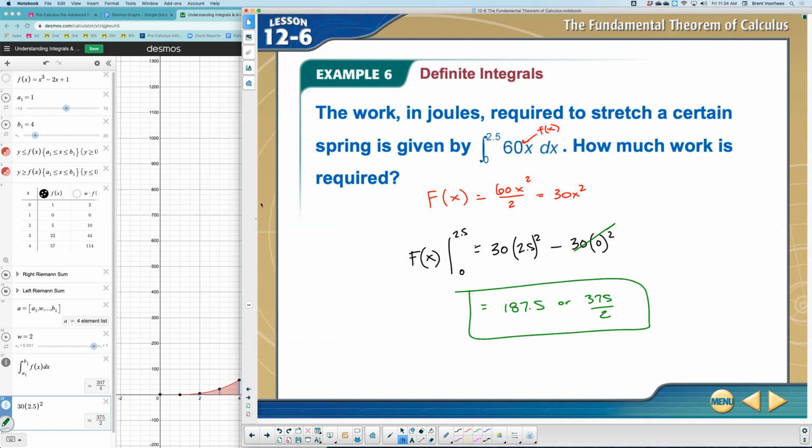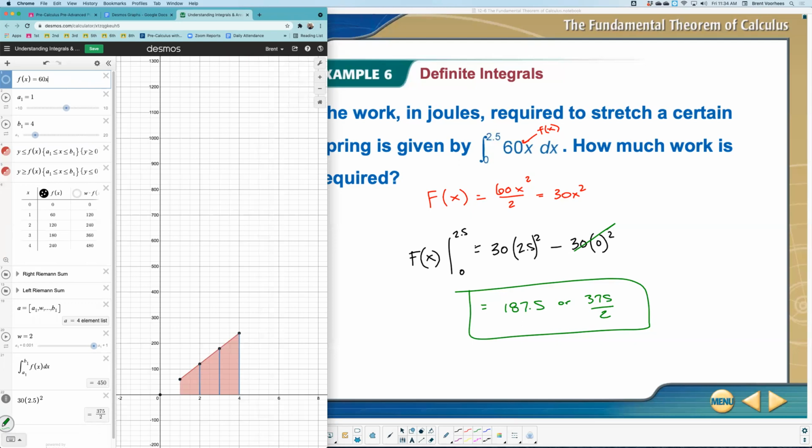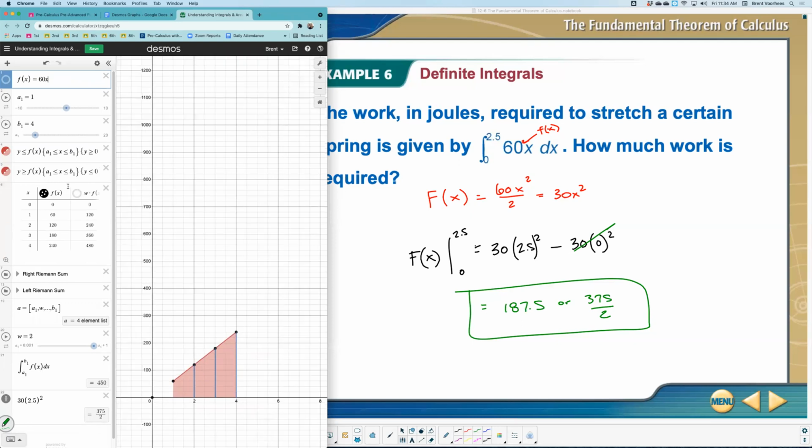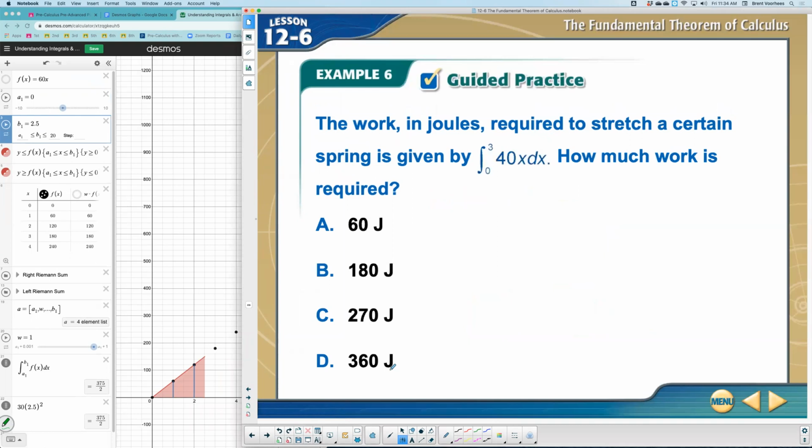Now let's check it with the calculator. If my original function was 60x, and so we're looking at the interval 0 to 2.5, which we're told is 187.5. So we did get this correct. Now here is one for you to try. Pause the video if you need more time.